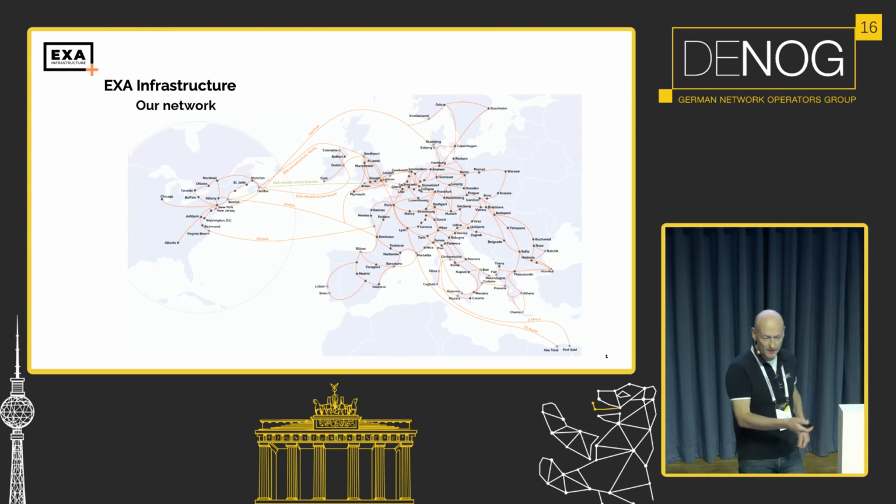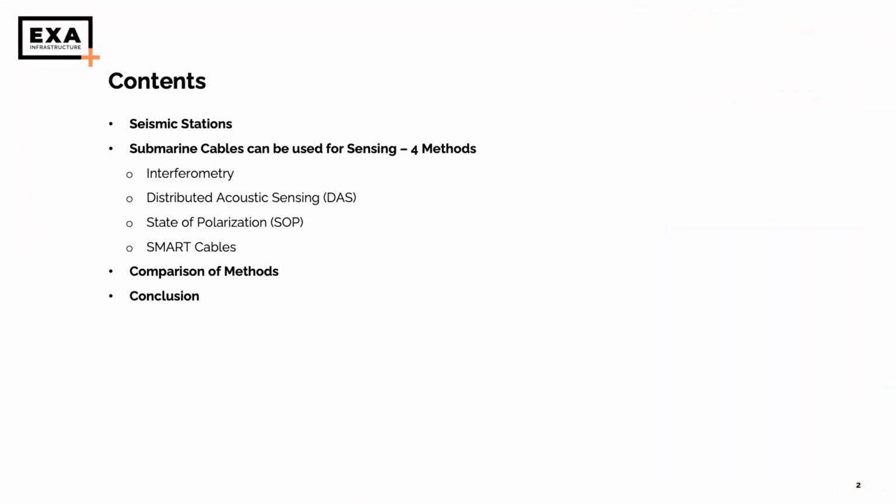So very quickly, and for reference, this is the EXA network. I'll start by covering seismic stations, and then I'm going to introduce 4 methods of detecting or sensing on fibre optic submarine cables. Then I'll quickly compare the 4 of them.